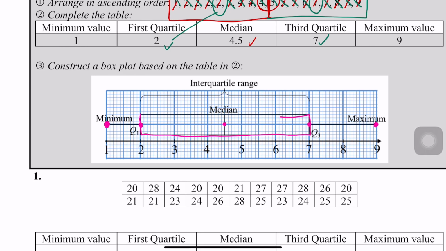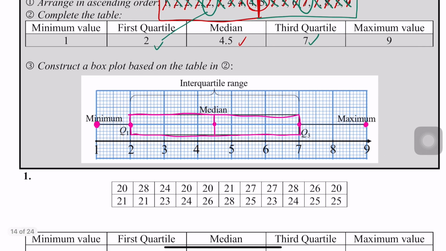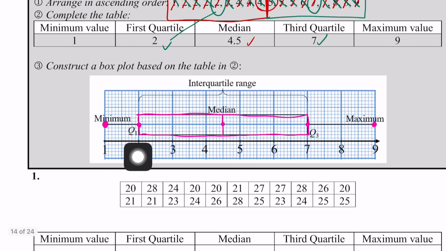Okay, like this. And then you need to mark the median like that. So you know that the first mark is first quartile, then median, and then third quartile. And then for minimum and maximum value, you need to connect the dot. So you need to draw a line. So finish. This is what we call box plot.